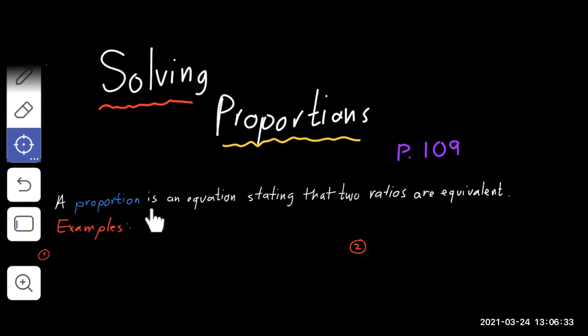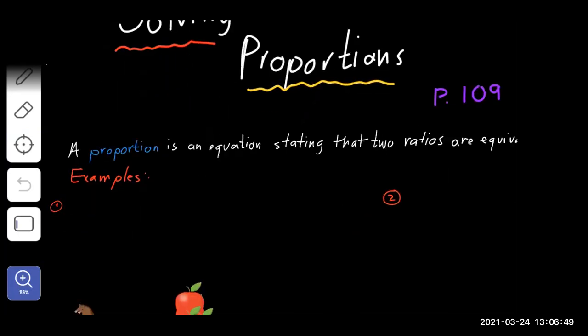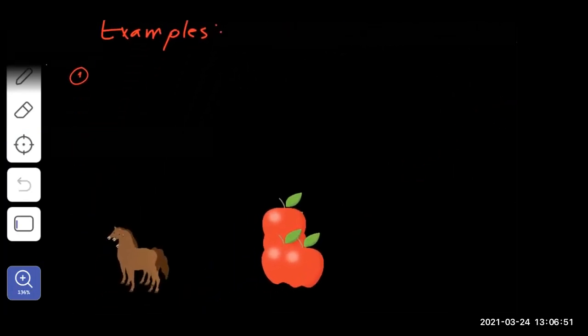Okay, what's a proportion? It's an equation stating that two ratios are equivalent. What does this mean, guys? I don't like to talk about the concept of definitions. Instead, I like to give you examples. Let me give an example, and you're gonna see this in a better way.